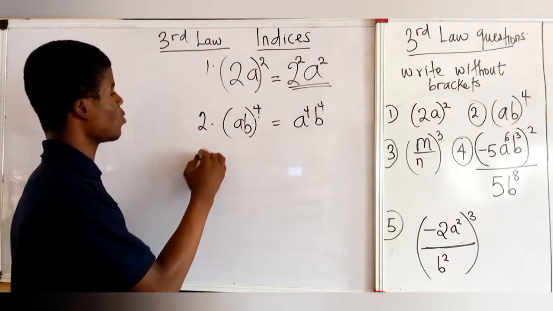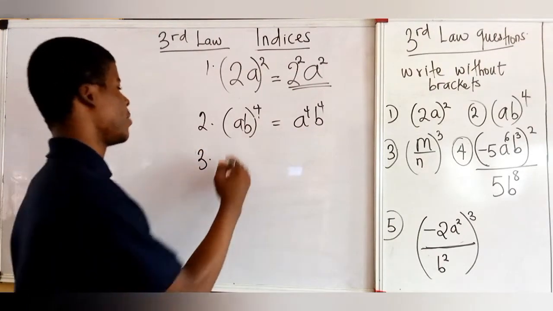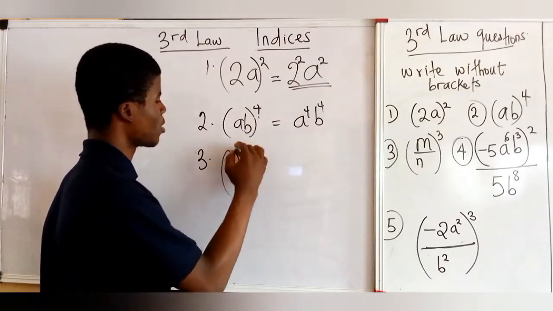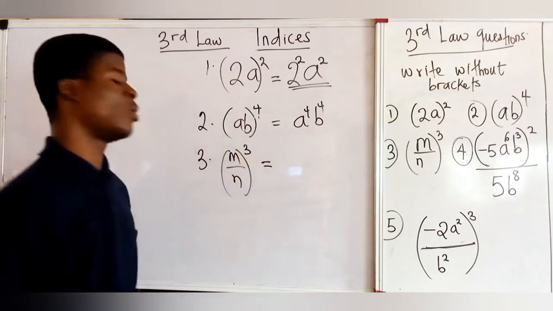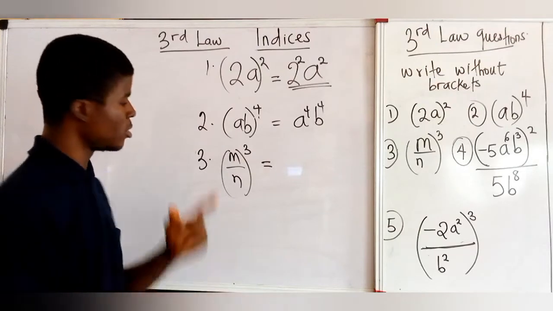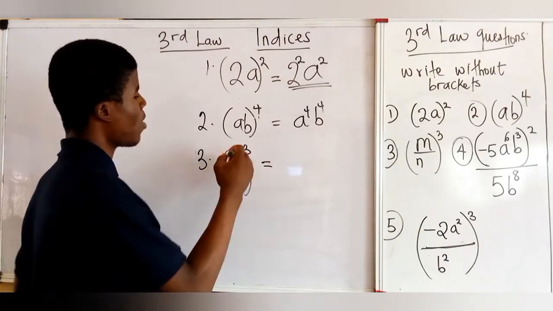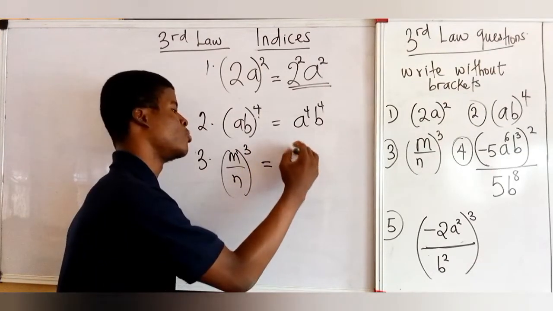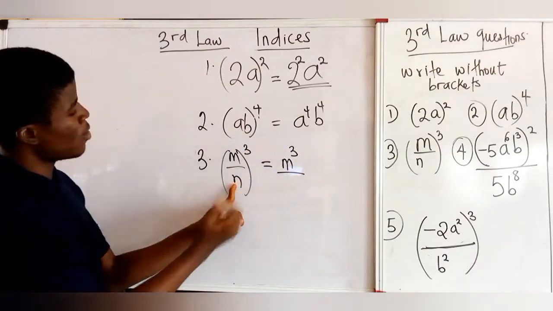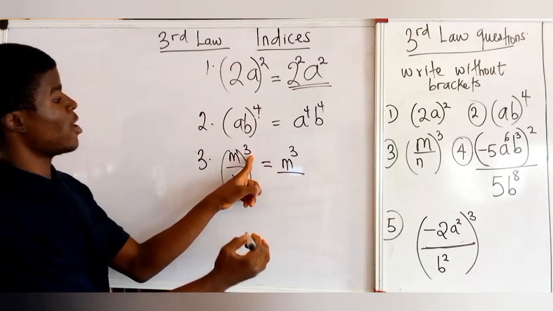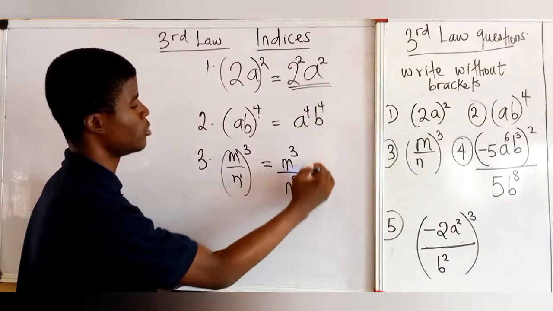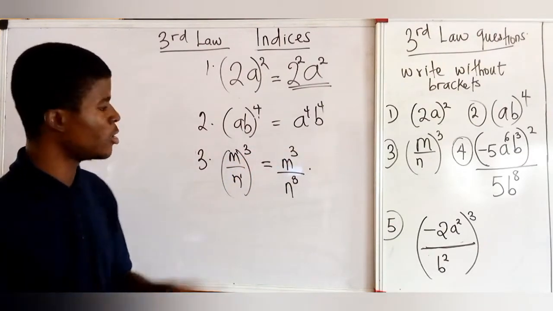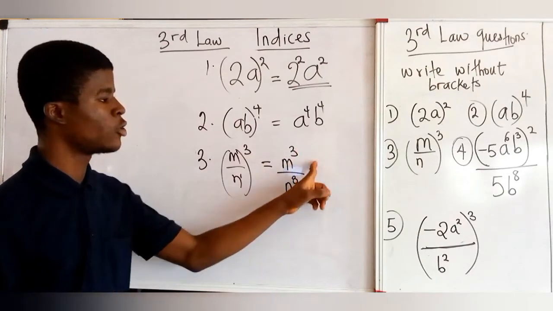So the third one, without brackets, m over n all cubed will be equal to what? It's the same thing. The power here of m will multiply this general index to give me m cubed. And the power of n here will multiply the general index to give me what? n cubed. So I've written it without bracket. It is m cubed over n cubed.